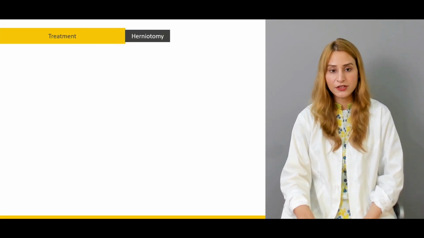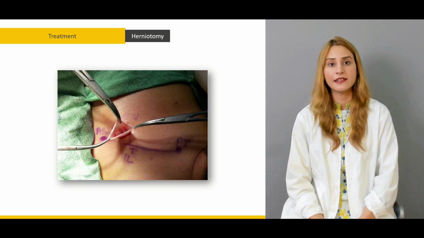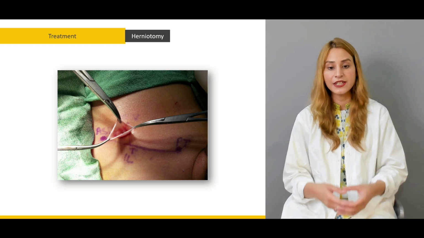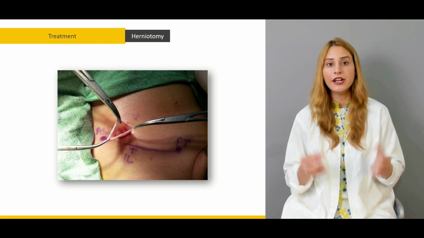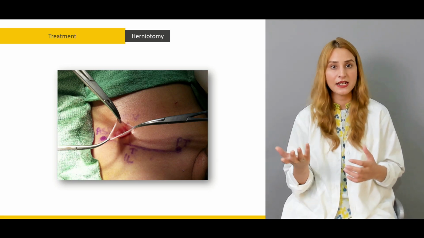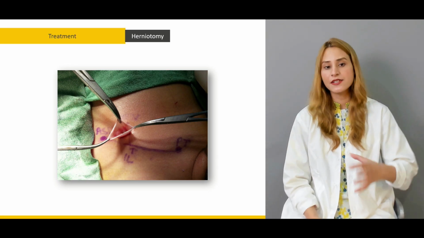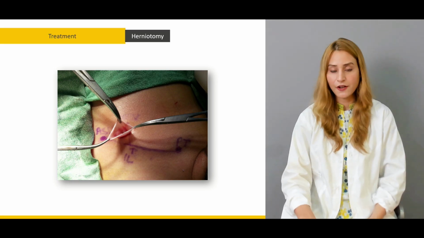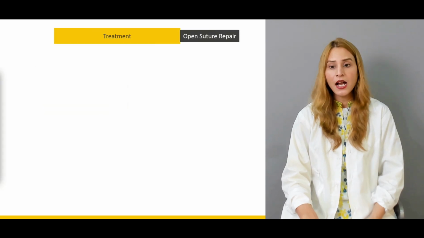So the treatment modality is basically the herniotomy. What you do in a herniotomy is you open the hernia, you reduce the contents, and then you pack it back, you reduce the contents back into the peritoneal cavity. This is basically the principle on which you actually perform the herniotomy, right?